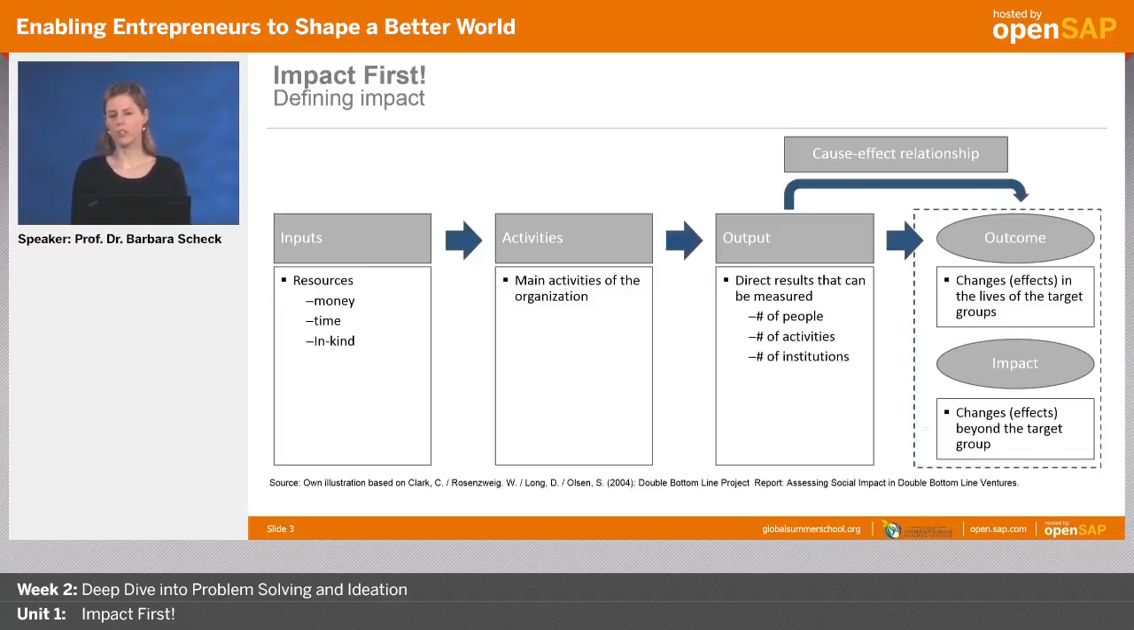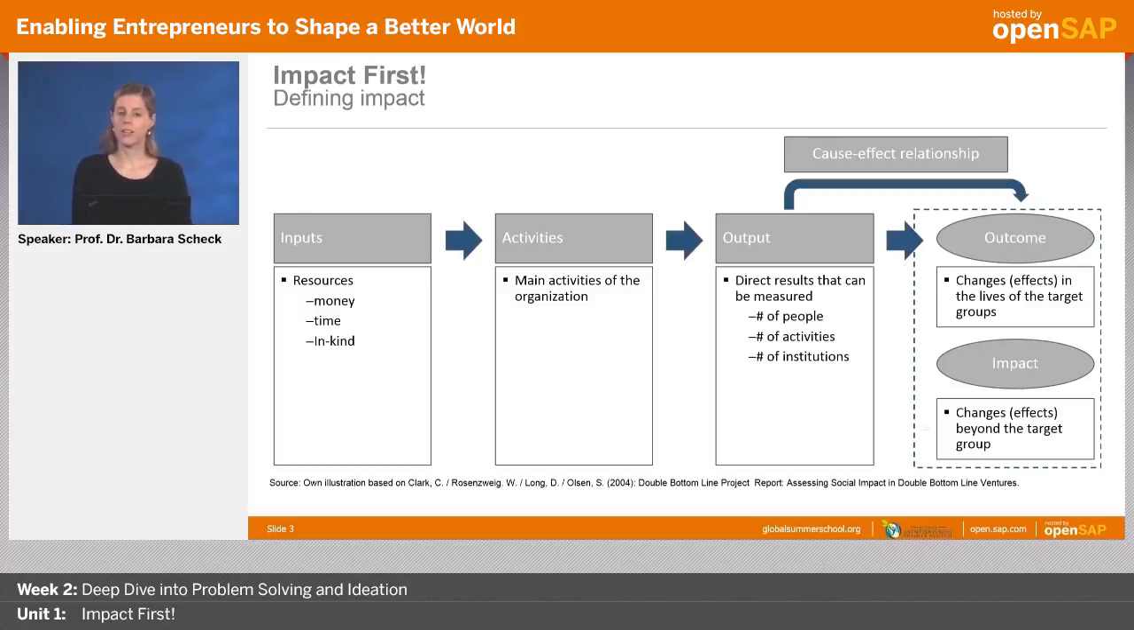At the very end, however, you don't only want to make a difference in the life of these students, but you want to change something on the societal level as a whole. And this change that goes beyond the target group, so the changes that occur in the families of these students, in the communities, in society as a whole, these are called the impact. That's the last I in the IOOI model.